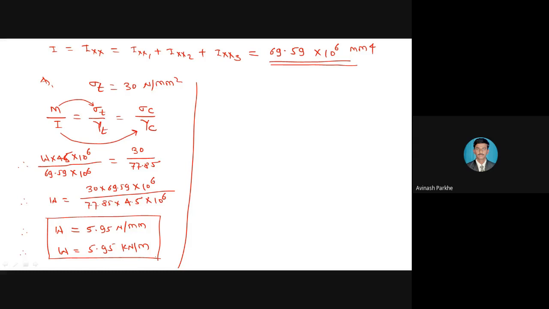Both the answers are accepted, because whenever we are converting that particular UDL into Newton per mm, 10 raised to 3 from the numerator and 10 raised to 3 from the denominator will get cancelled. Therefore, value will remain the same, but unit will get changed. Please keep in mind, whenever we are converting that UDL from kilonewton per meter to Newton per mm, value will remain same, but the unit will change. Therefore, I have written the same value in the form of Newton per mm or kilonewton per meter. Now this is the magnitude of UDL.